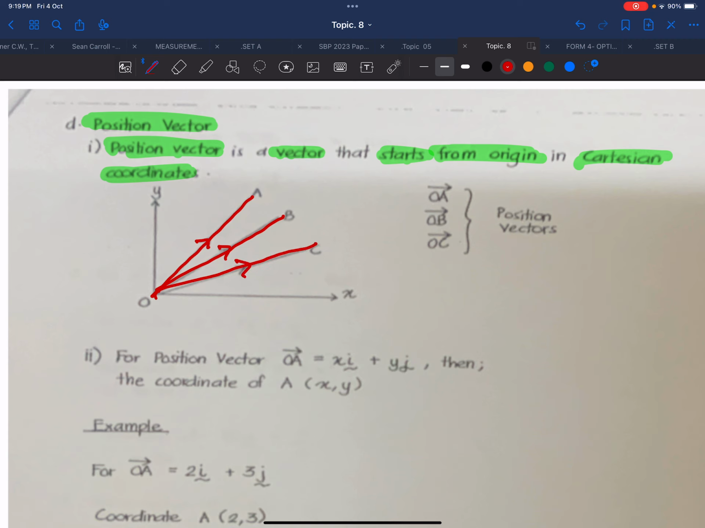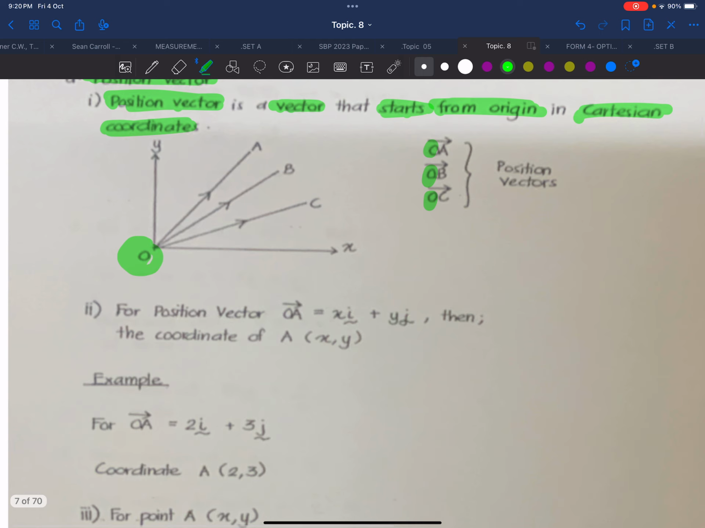Now how are you going to identify all these? The first alphabet must be the origin O. You see? The first alphabet must have the origin O. Okay. Another thing regarding position vector, we can get its coordinate. Watch. For position vector OA, because it starts from the origin, let us say this position vector OA is xi plus yj. That means the coordinate of the point A is (x, y). I have given an example here.